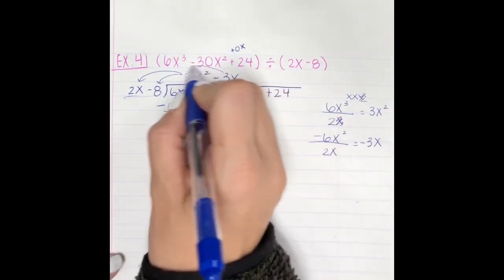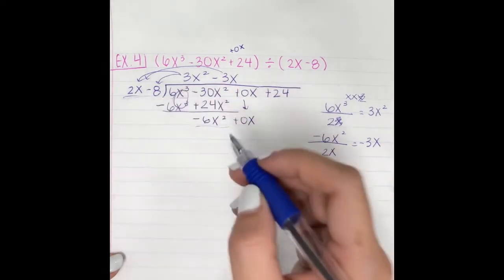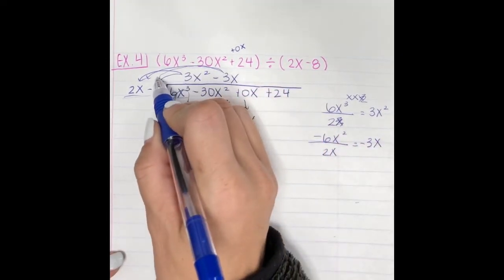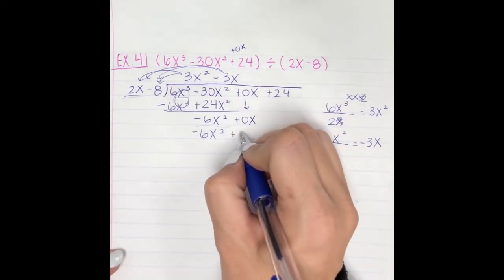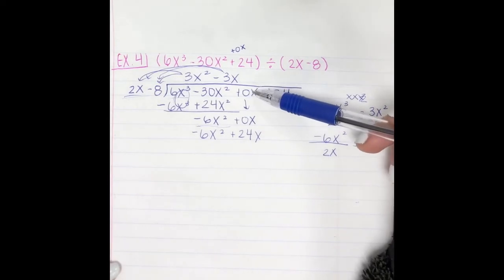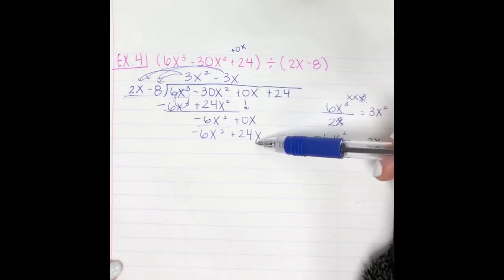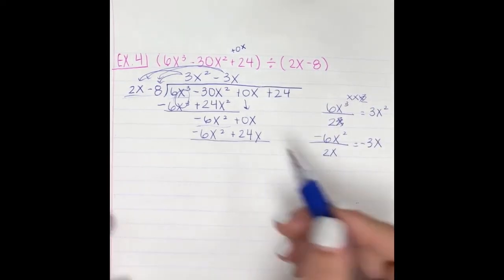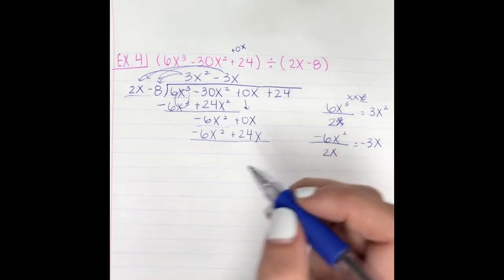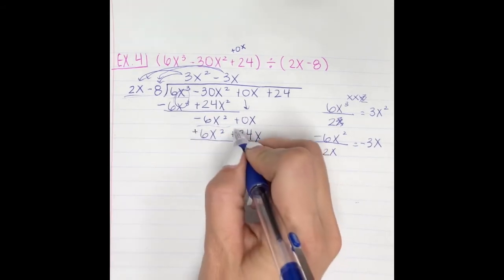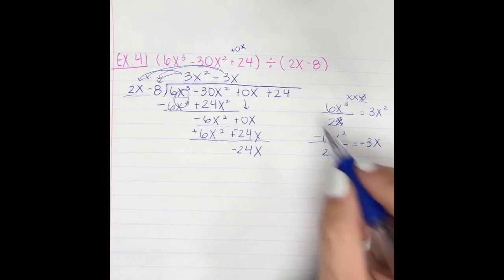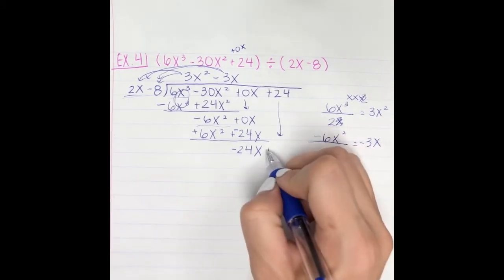And we're going to distribute. So negative 3x times 2x is a negative 6x squared. Negative 3x times a negative 8 would give us a positive 24x. That's why we needed this column of x's as our placeholders. Okay. Then we're going to subtract. So we're going to change the sign on both, which leaves us with a negative 24x. Bring down our plus 24.